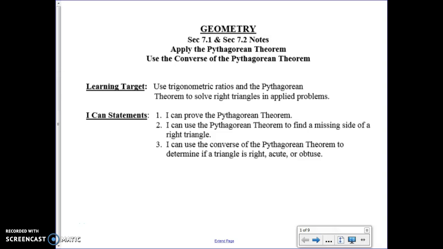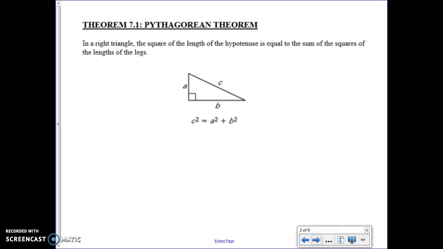Hey guys, today we're looking at a concept that hopefully is a review for you from something you did in middle school maybe, the Pythagorean Theorem. If it's something that you don't remember, let's talk about it. The Pythagorean Theorem says in a right triangle, the square of the length of the hypotenuse is equal to the sum of the squares of the lengths of the legs. We're going to talk about why this works more in class.